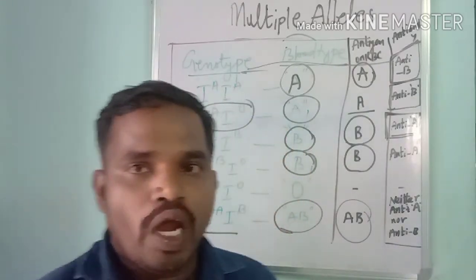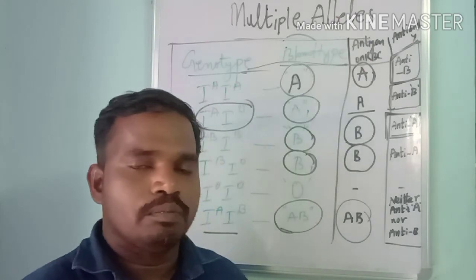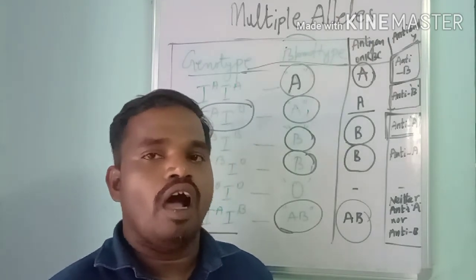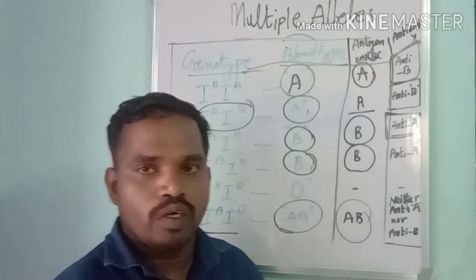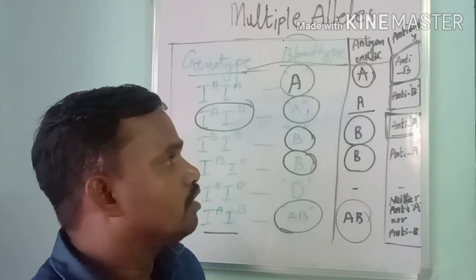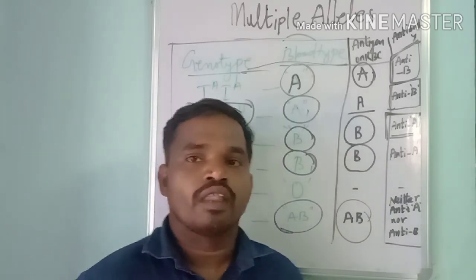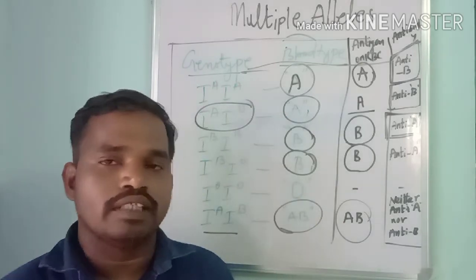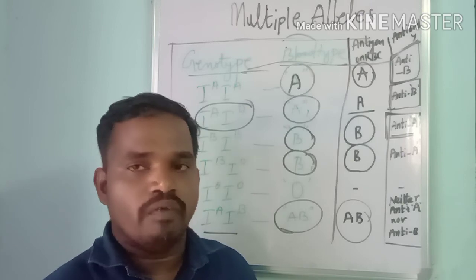So I hope you understand multiple allelism. In multiple allelism, three or more forms of alleles of a gene control a particular trait. These multiple alleles are present on the same locus of a homologous chromosome of a gene.